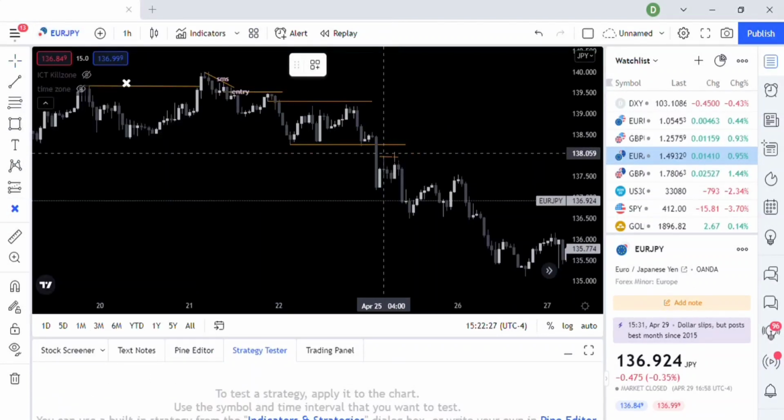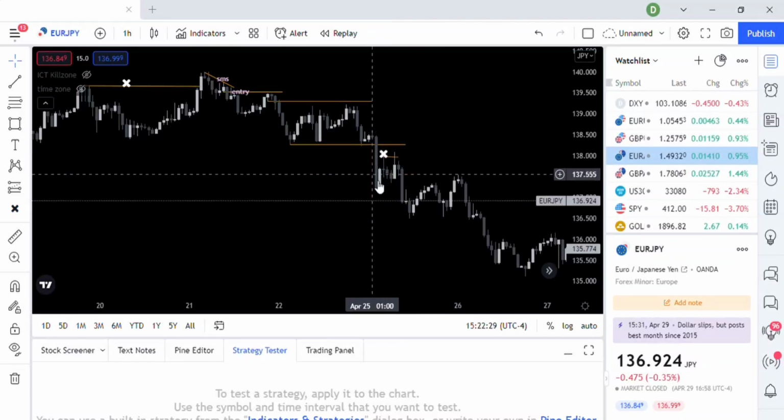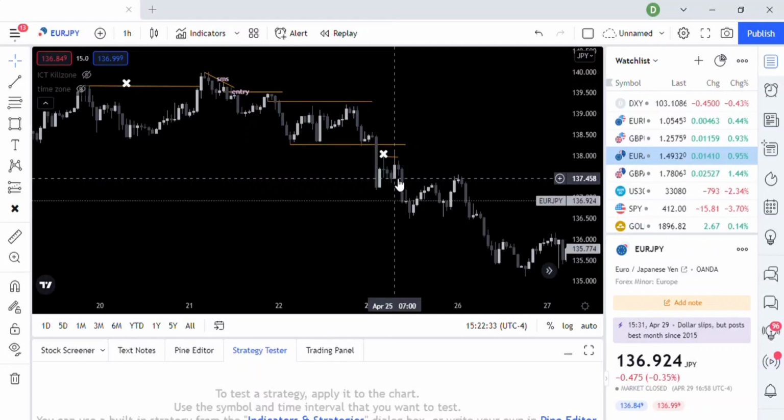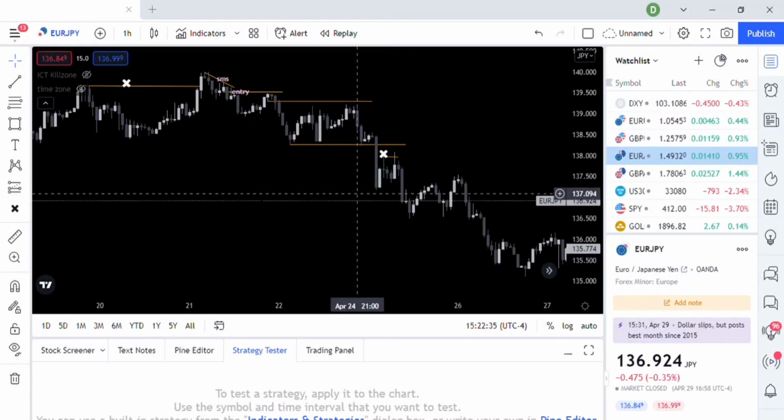Once the high got taken out, then what happened? It came and filled the majority of this void right here. Then what happened? Price took out the low of this up candle, right? The low of this up candle. That's your entry.